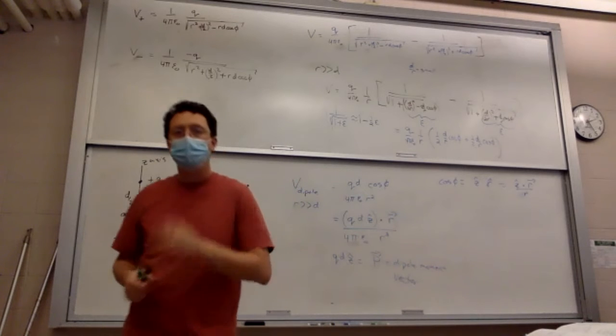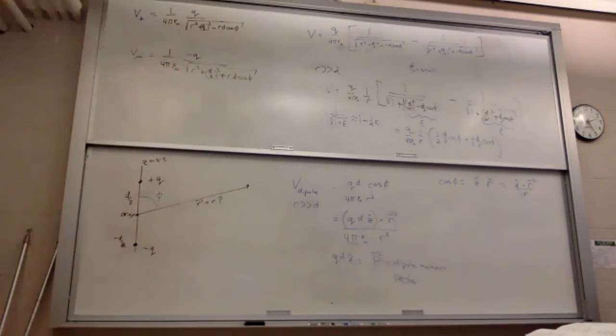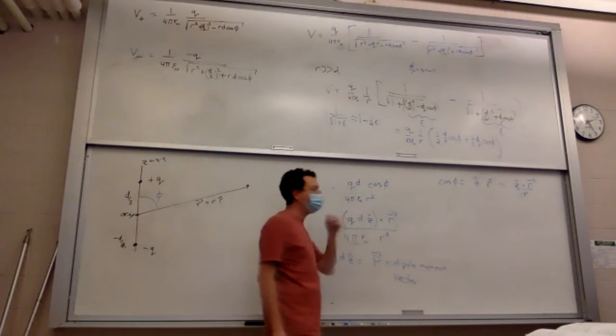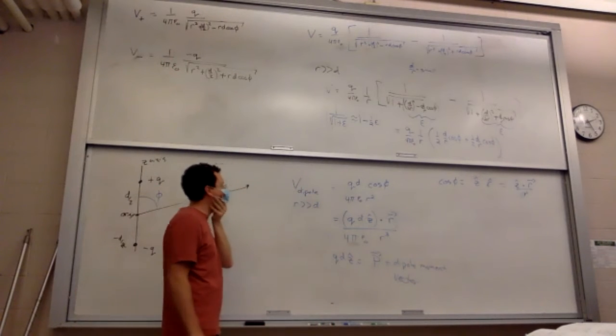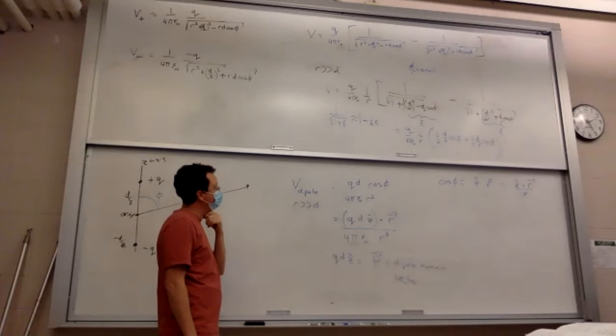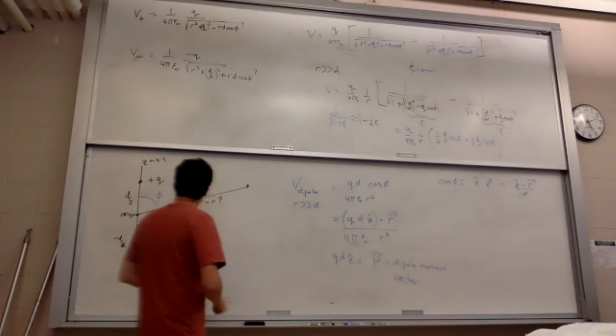Dipole moment vector that we had for an electric field. There you go, so that's what you get. What is going on there? Well, what would that look like?